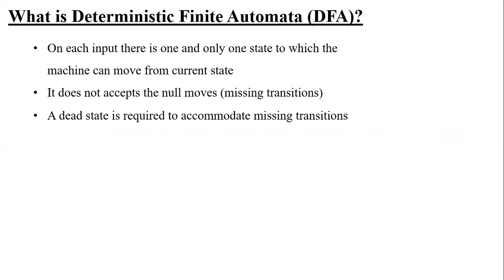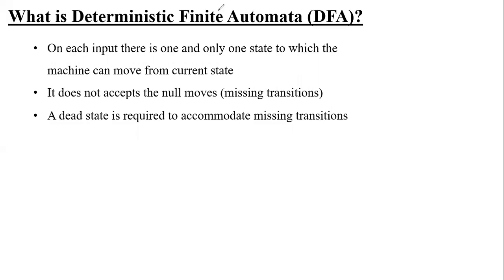For example, if you are in the state Q and there is an input A, then it is predetermined what would be the next state. Secondly, it does not accept the null moves or missing transitions. And if we have to deal with the missing transitions, then we have to incorporate a dead state. And this dead state is required to accommodate all the missing transitions.